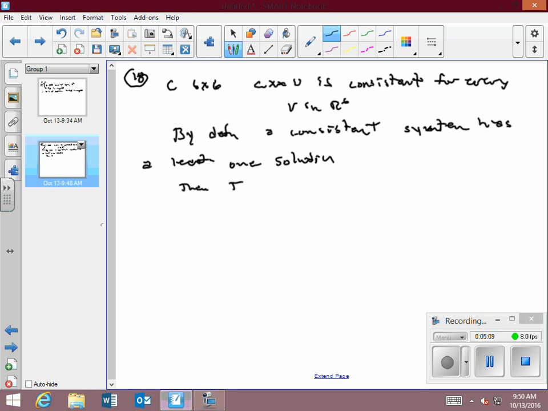Then theorem 8G, and notice 8G says the equation Ax equals b has at least one solution for each b in R. That's G is met for C. Then that means that C is invertible by theorem 8A.